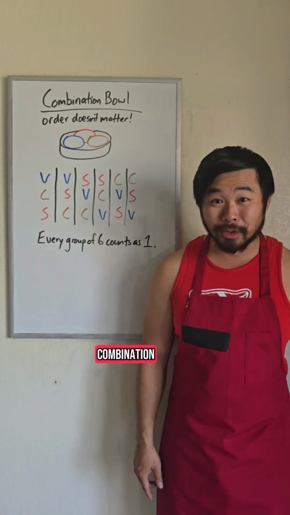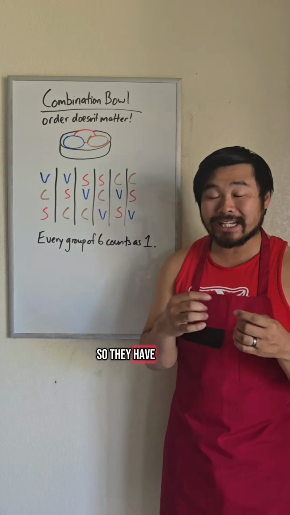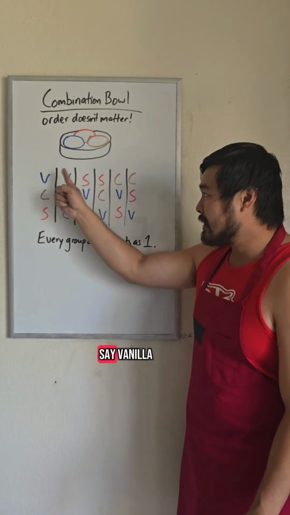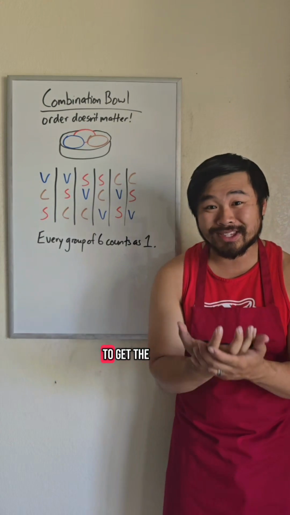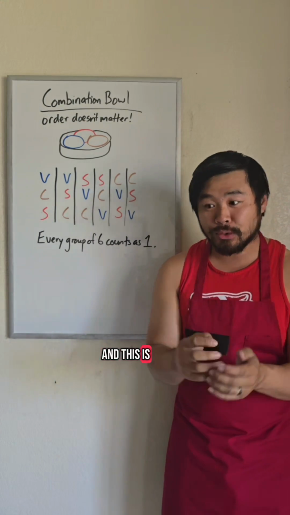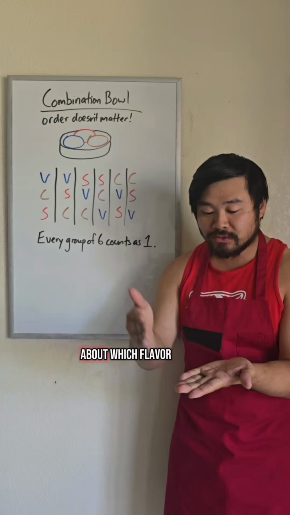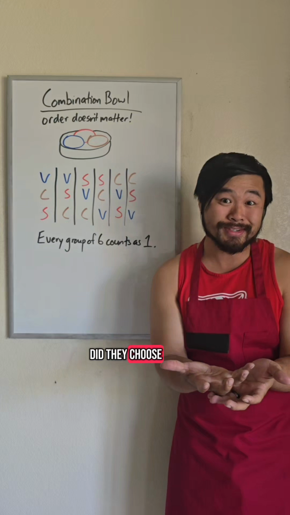We could think of this as just wanting part of n factorial. Now with the combination bowl, order doesn't matter. It's not like the scoops are on top of each other so they have to eat it in a certain way. They can eat it however they want. So whether they say vanilla, chocolate, strawberry, or chocolate, strawberry, vanilla, they're going to get the same experience. And this is true if they ordered 4, 5, or 6 different flavors. We're not caring about which flavor is next to which flavor, we're just caring about which flavors did they choose.